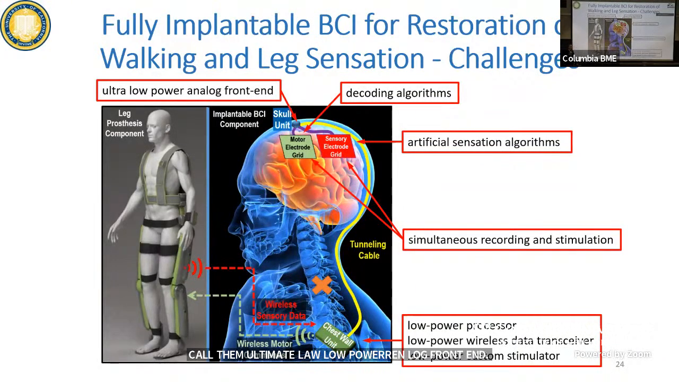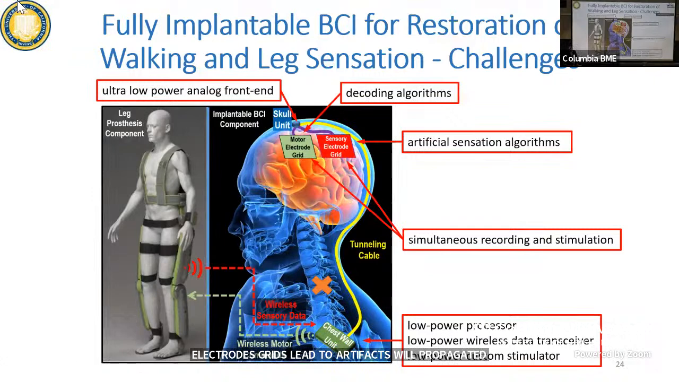Artificial sensation: how do you elicit movements that are biomimetic? How do you simulate arm swing or foot pressing against the ground, the reaction force? Those are all unknown at this point. How do you simultaneously record and stimulate? The moment you start stimulating the cortex, the proximity of these two electrode grids will invariably lead to huge artifacts that will propagate, and they may even saturate the amplifier.